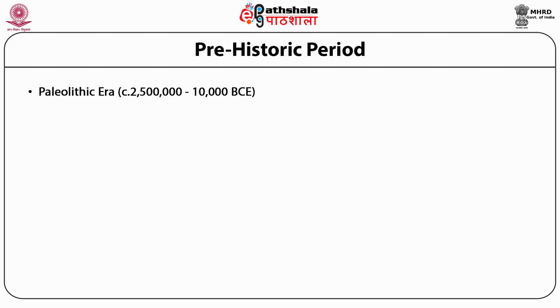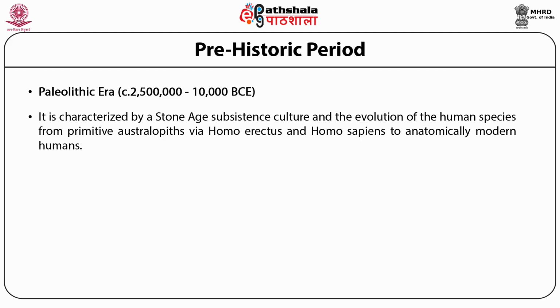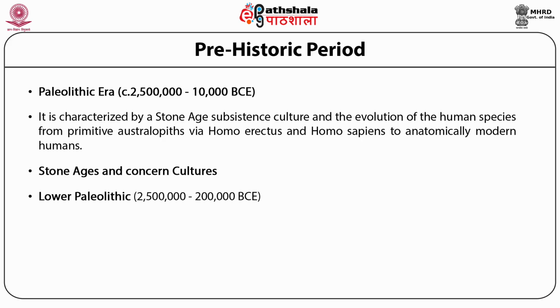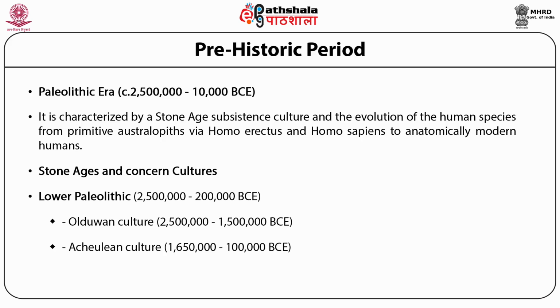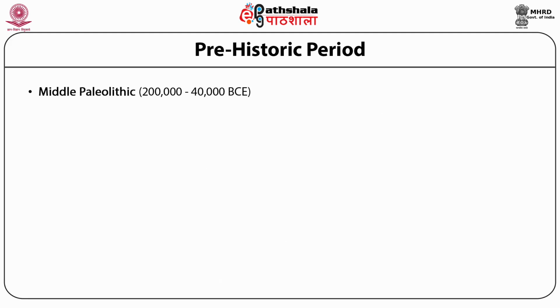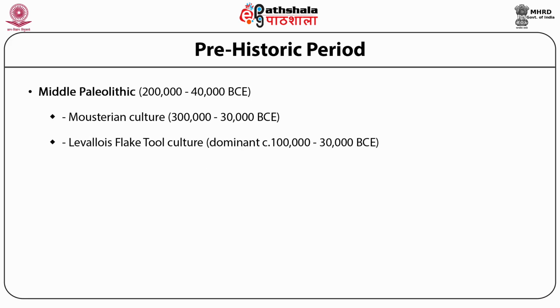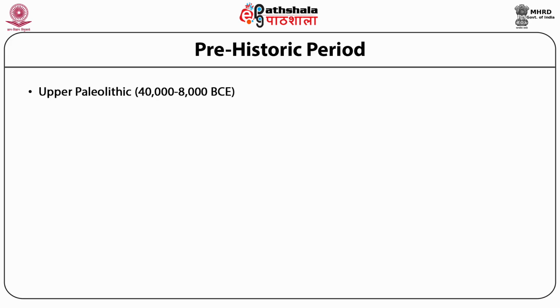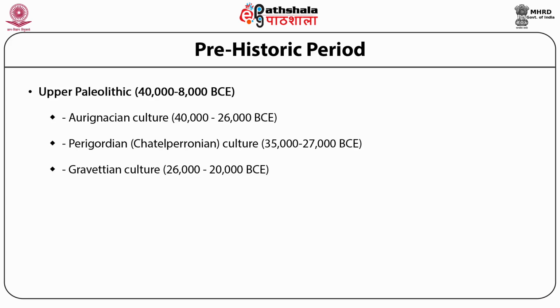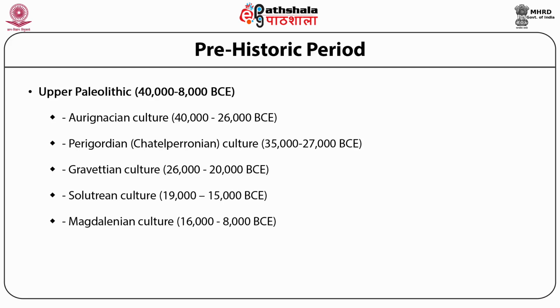So the Paleolithic era is characterized by a Stone Age subsistence culture and the evolution of the human species from primitive Australopithecus via Homo erectus and Homo sapiens to anatomically modern humans. Stone Ages and related cultures: Lower Paleolithic, which is divided into three parts: Oldowan culture, Acheulean culture, Clactonian culture. Then Middle Paleolithic, which is divided into two parts: Mousterian culture and Levallois flake tool culture. Upper Paleolithic: that is Aurignacian culture, Perigordian culture, Gravettian culture, Solutrean culture, and Magdalenian culture.